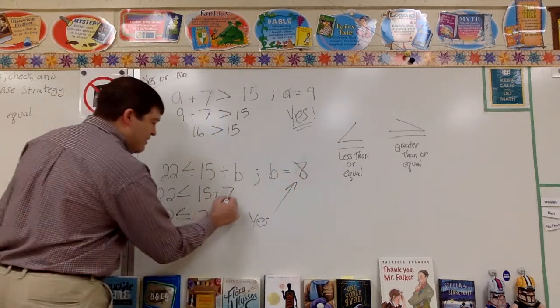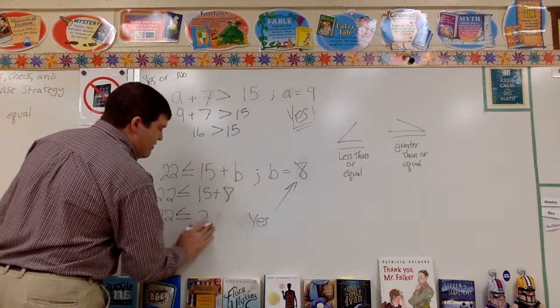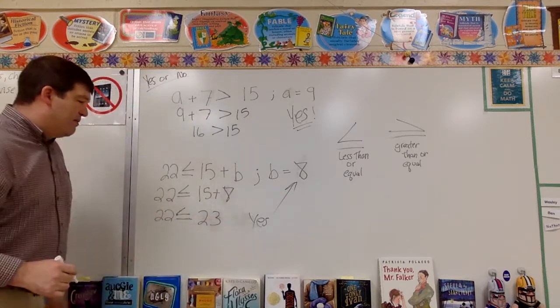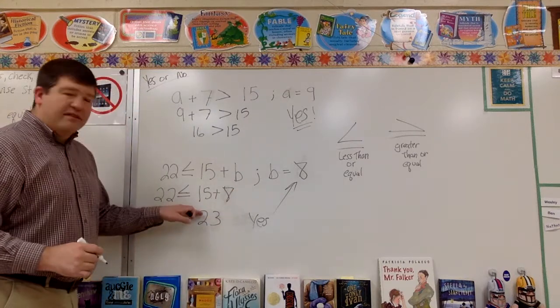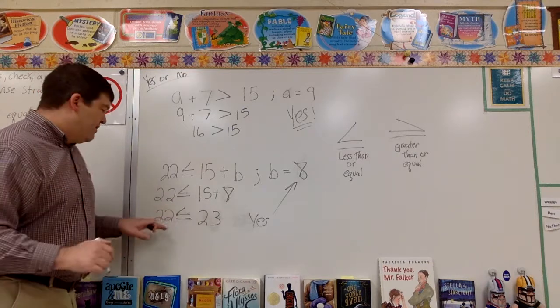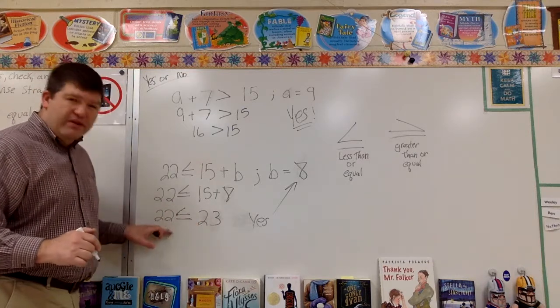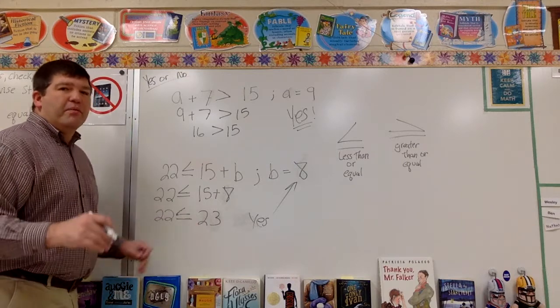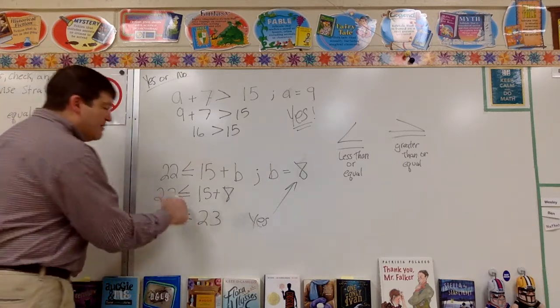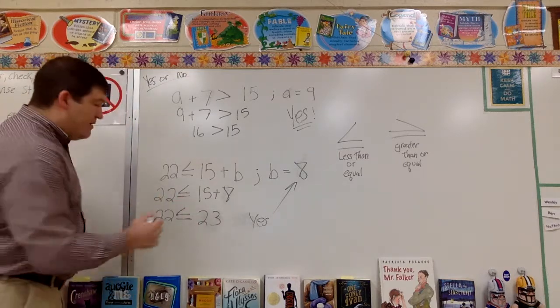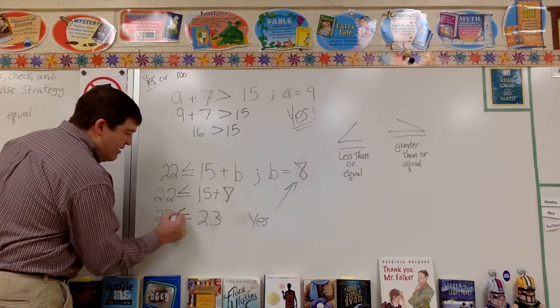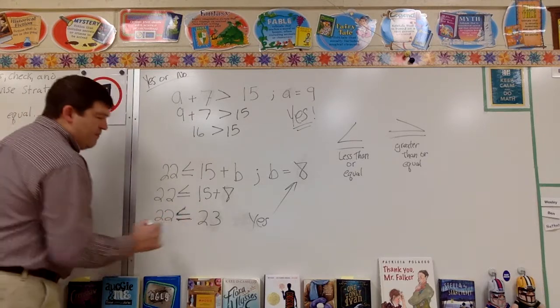If this was 8, that'd be 23. Now, is 22 less than 23? Yes. Is 22 equal to 23? No. But because I got one yes on that, it has to just work with one of them. It has to be either the inequality or the equal.